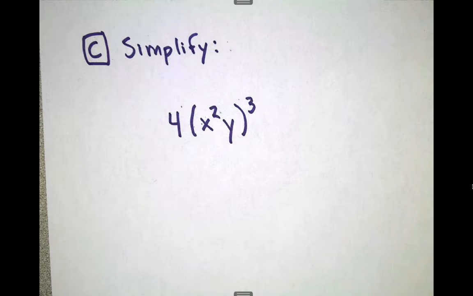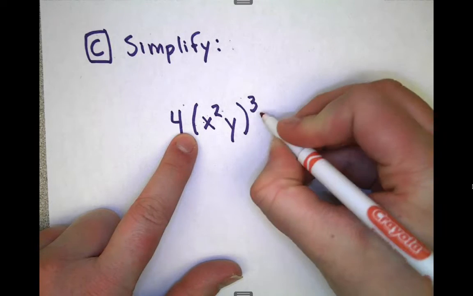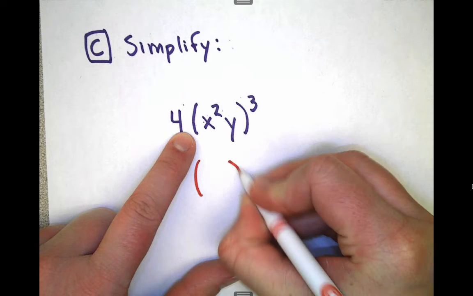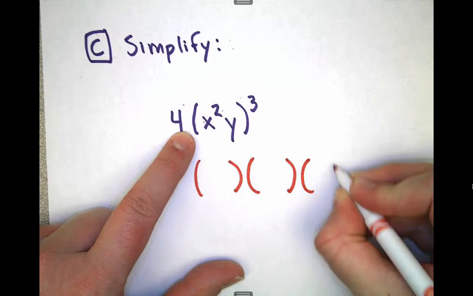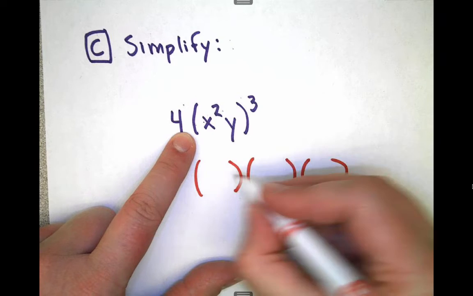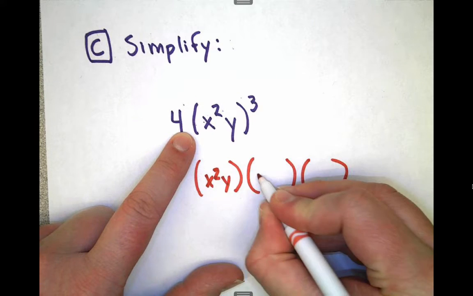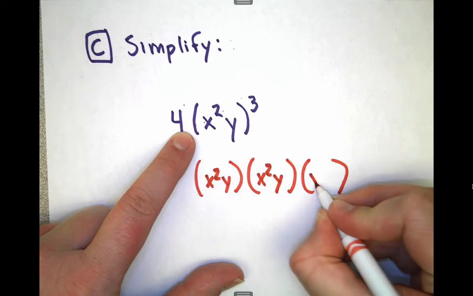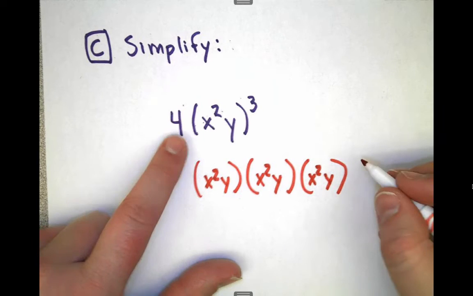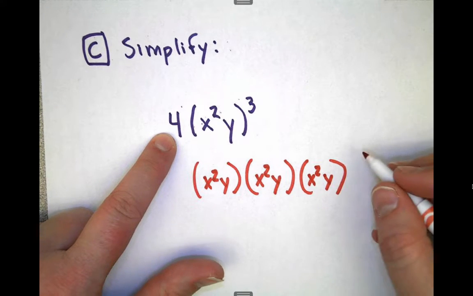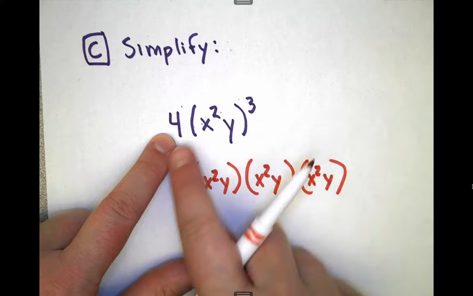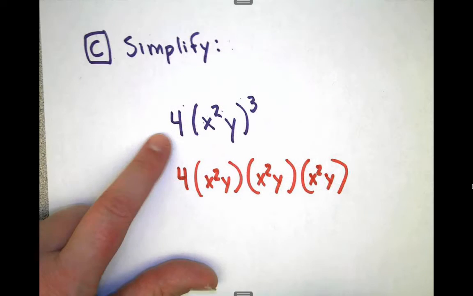Okay, you ready to check? We've got a parenthesis to the third power. That means we have 1, 2, 3 of these parentheses. And inside is an x squared y, an x squared y, and an x squared y. What's on the outside is a 4. The 4 is not to the third power. It's just sitting out in front. So the 4 is still just sitting out in front like this.